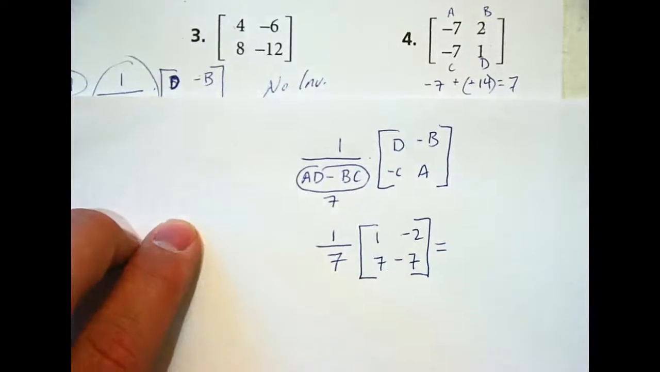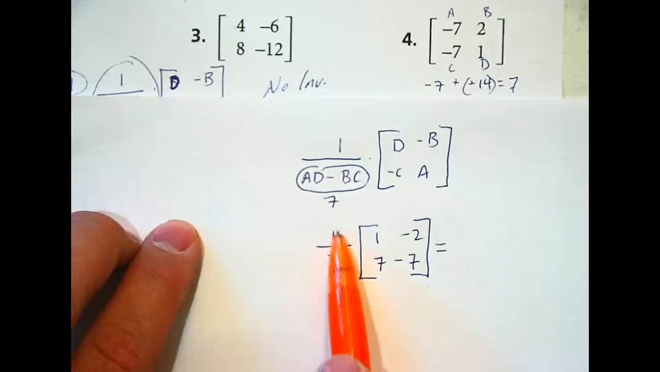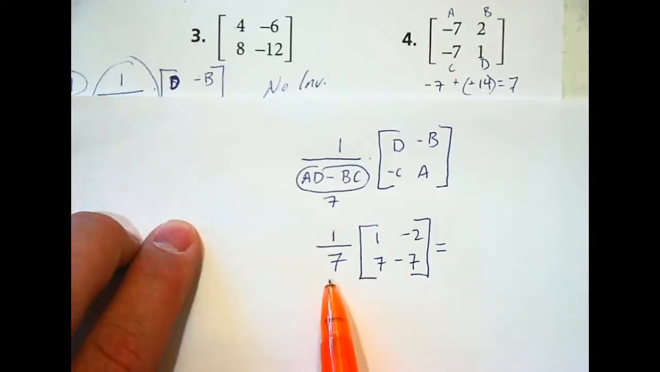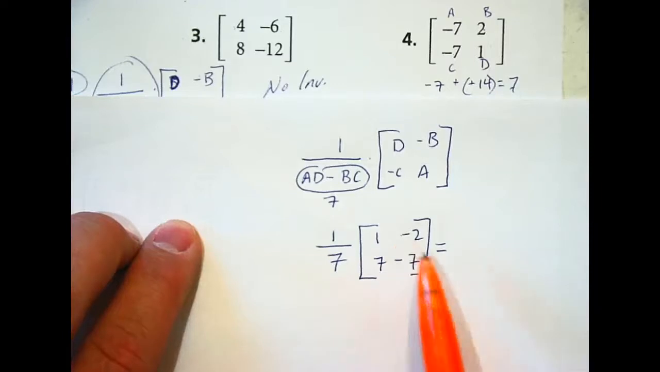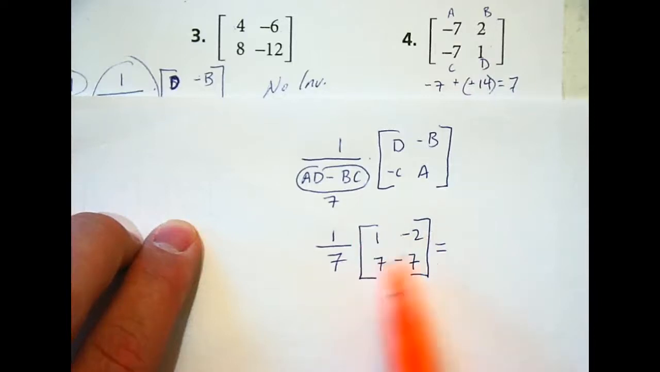Now, common mistakes I see: students forget to put the 1 on top here. They just leave it as 7. Anyone do that? No. Okay. Other mistakes I see is forgetting to flip the signs. Anyone forget that? No. Okay. Anyone mess up moving things around in here? Okay. 1/7 of 1 is?